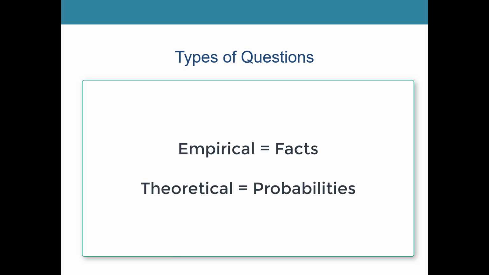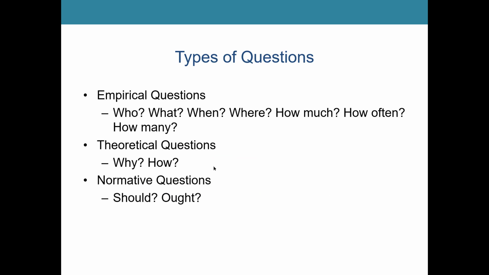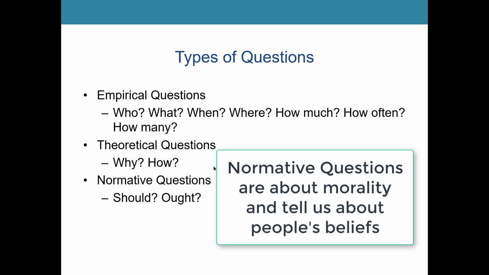The last type of question is called normative questions. These questions are things like, should I do this? Should people do that? Should homosexuals be able to adopt children? Should I buy clothes that I know are made by sweatshops? Should women have access to abortion? Now, these questions are different than empirical questions that use facts, and different than theoretical questions that require probabilistic reasoning. Instead, they're talking about morality. They're talking about how we should live, how it's appropriate to do things.